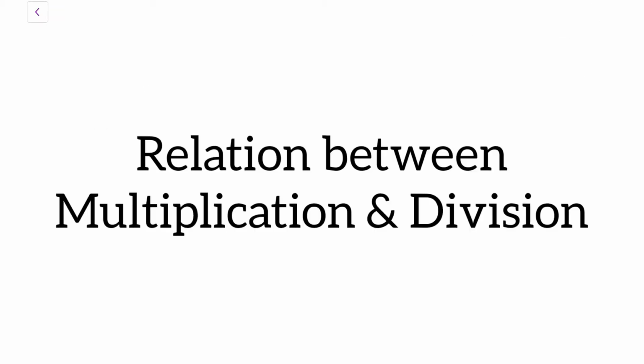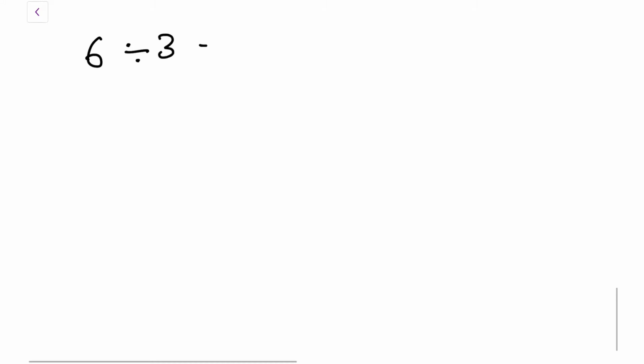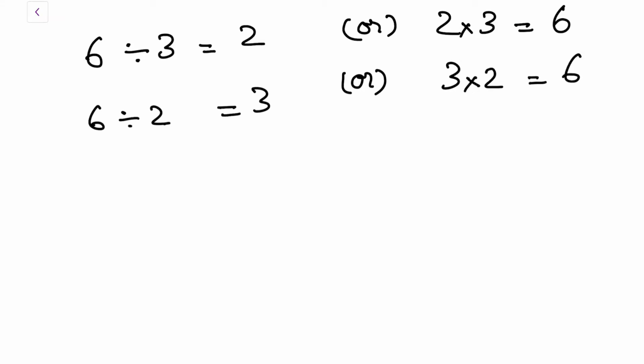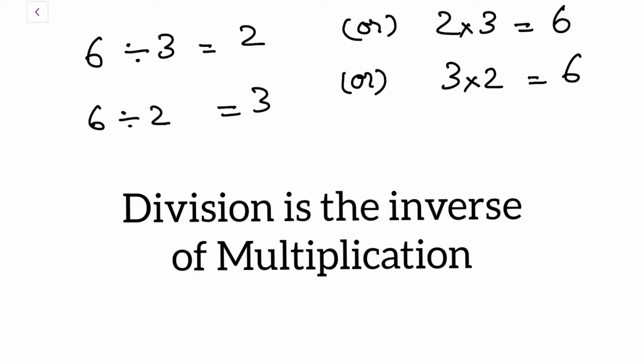Now let's see the relation between multiplication and division. We've seen multiplication in our previous chapter and now we are learning division. Is there a relationship between multiplication and division? Consider this. 6 divided by 3 is 2. We also know that 2 into 3 is 6. How about this? 6 divided by 2 is 3, and 3 into 2 is also 6. Now from these two statements, can you observe anything? That's right. Here is the relationship. Division is the inverse of multiplication.